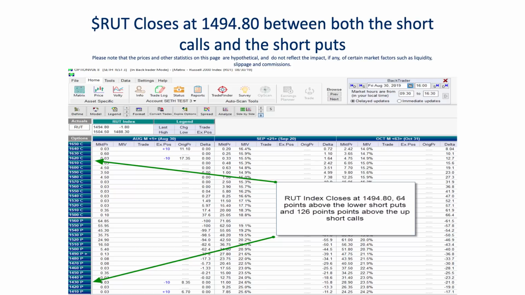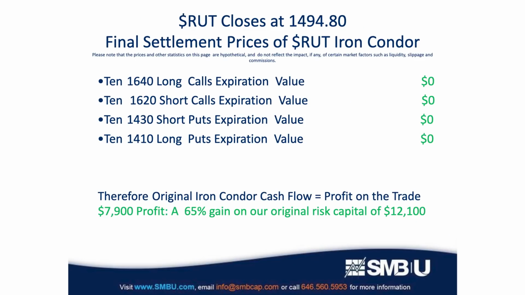And as you can see, it's pretty staggering, because just think about it. The long 1640 calls and the short 1620 calls, well, they both expired worthless, as they have no value unless the market closes above their strike prices of 1620 and 1640 respectively, which the market obviously did not do, so they go out worthless. Similarly, the 1430 and 1410 puts also expired worthless because the RUT index closed well above both of those, and they have no expiration value unless the market closes under their strike prices. And so all 4 options go out worthless.